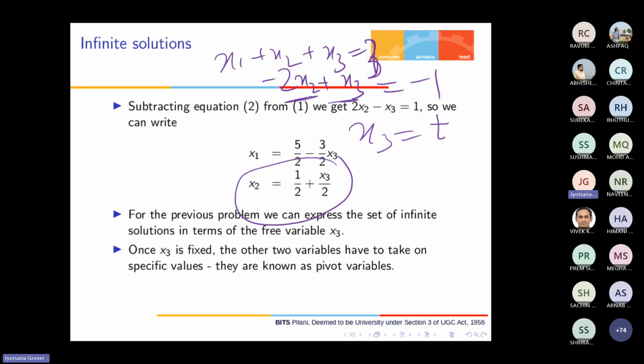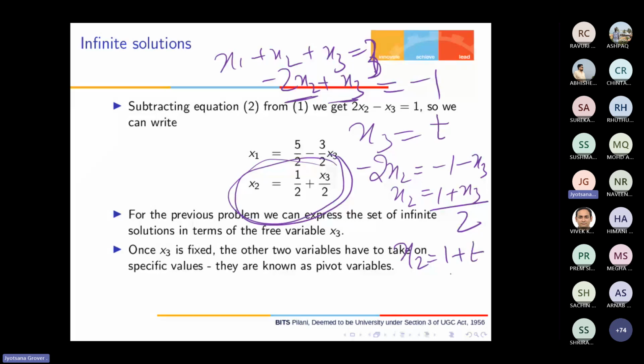So x2 will be, bring x3 to the other side. So minus 2 x2 is equal to minus 1 x3. So x2 will be what? 1 plus x3 divided by 2. Exactly, x3 is t. So x2 is 1 plus t by 2.